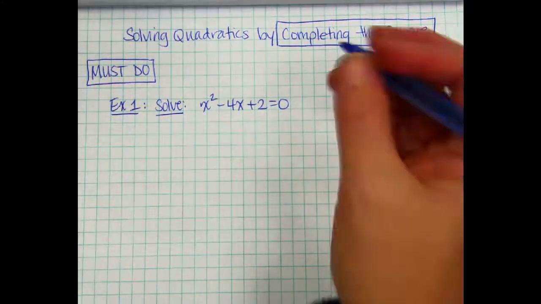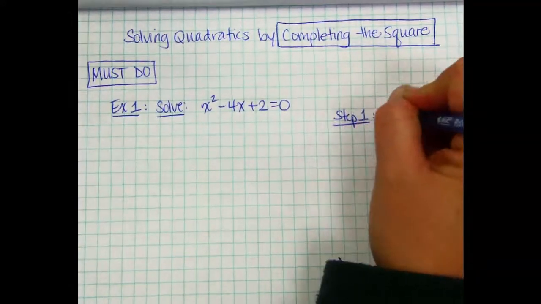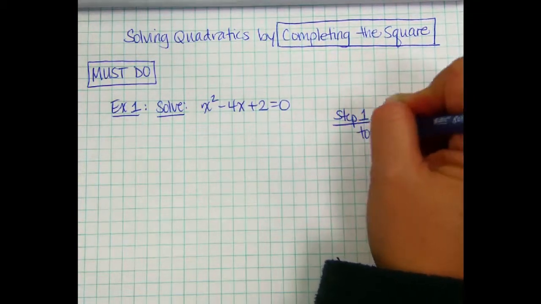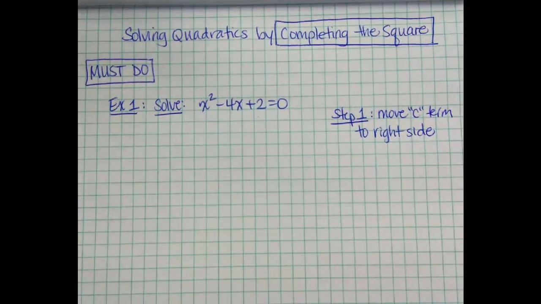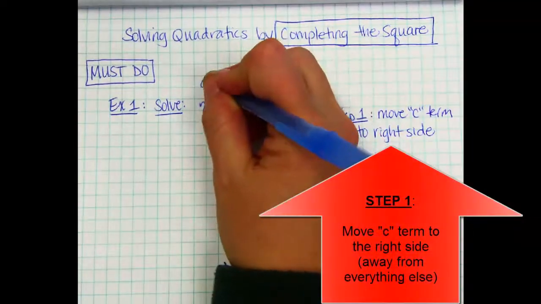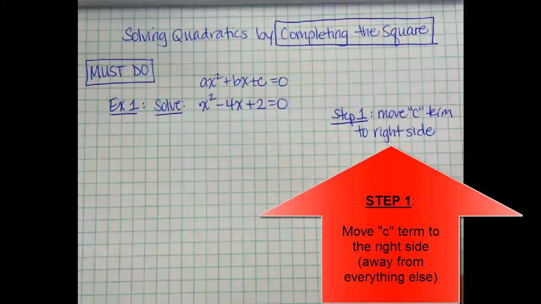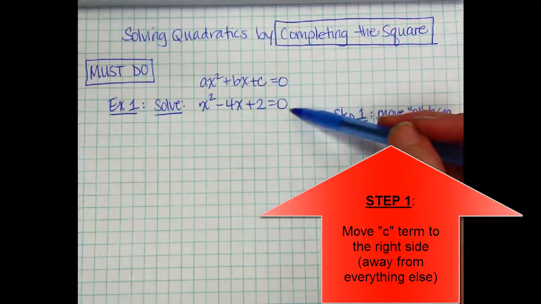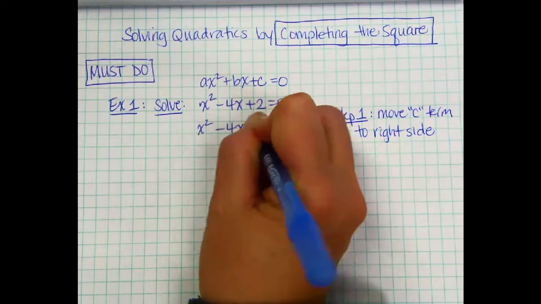What are the steps? Well, step 1 is to move the c term to the right side. So you need to remember that quadratics are in the form ax squared plus bx plus c equals 0 when we're solving them. So the c term is your constant term, and when you're completing the square you need that to get out of the way. So in this example I'm going to subtract 2 from both sides. So I have x squared minus 4x equals negative 2.